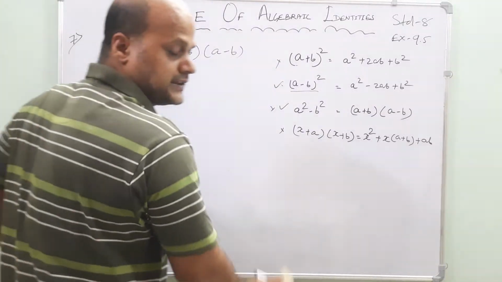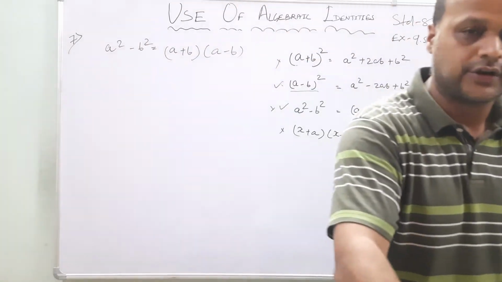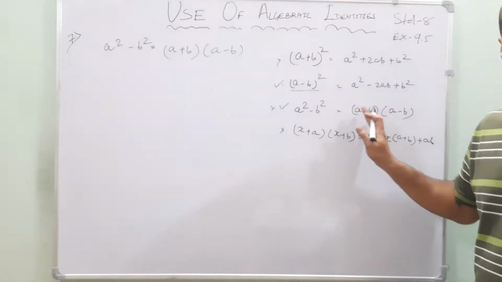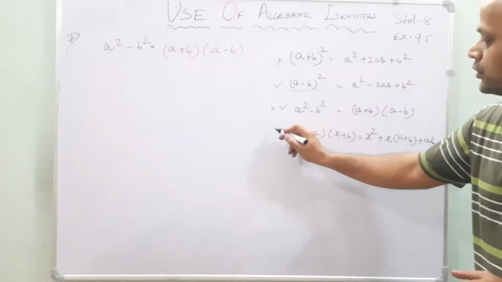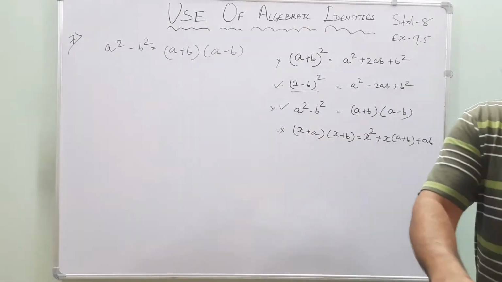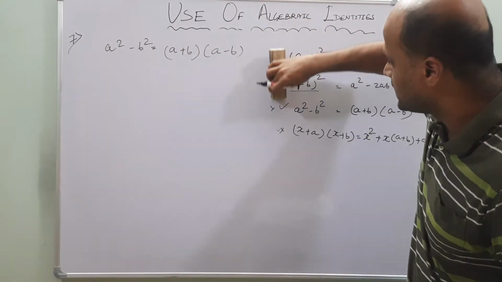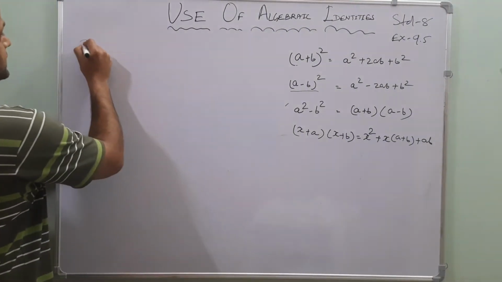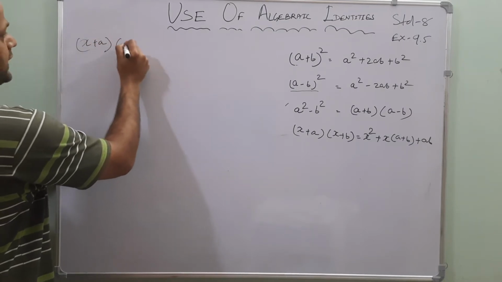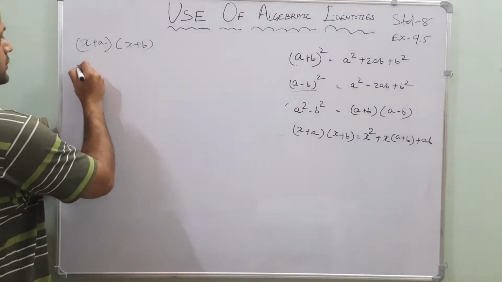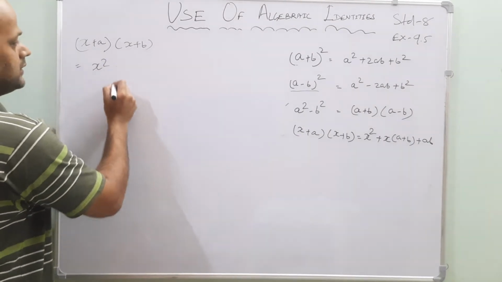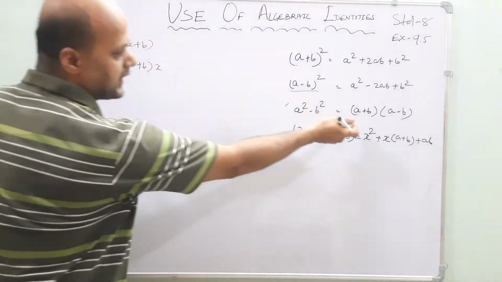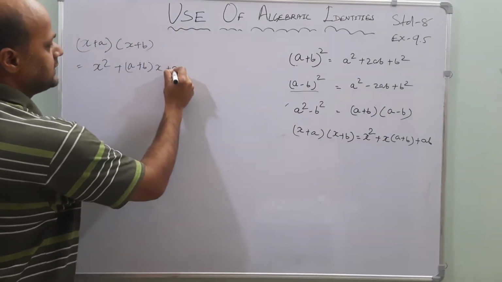Now understood, my dear friends, in this manner you have to solve. This is the third identity, the A square minus B square question. Now let's go to the fourth one. What is the fourth identity? The fourth identity is saying about what? x plus a into x plus b is equal to what? x square plus a plus b into x, plus ab.